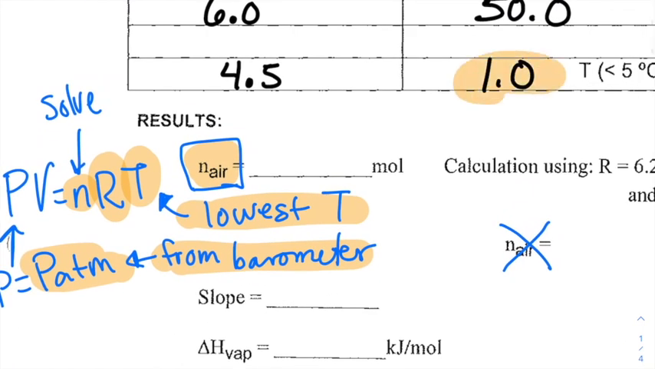So for us in our data set, it's 1 degree Celsius, and then you're going to convert that into ATM. Or I'm sorry, convert that into Kelvin.